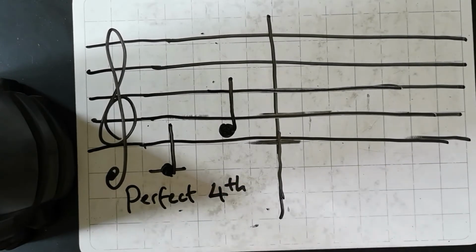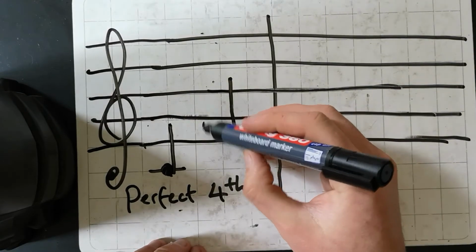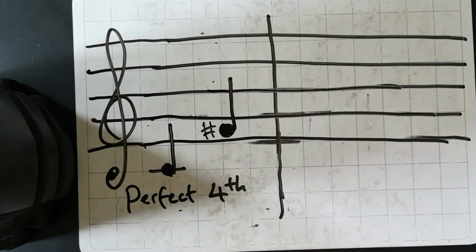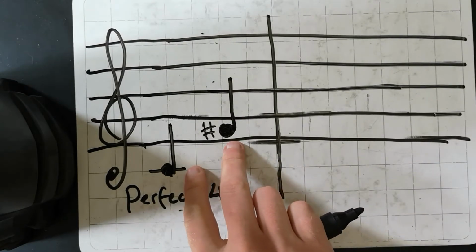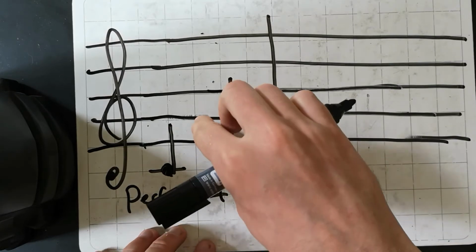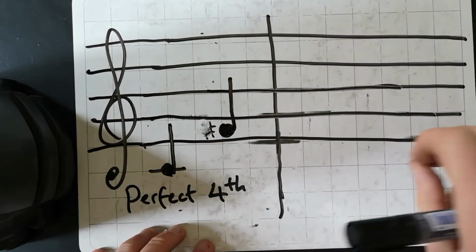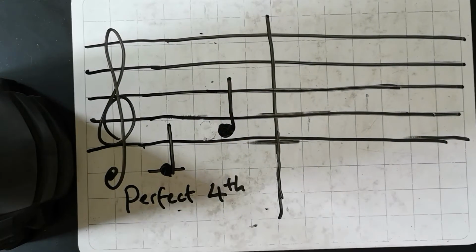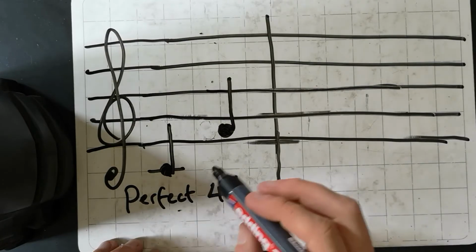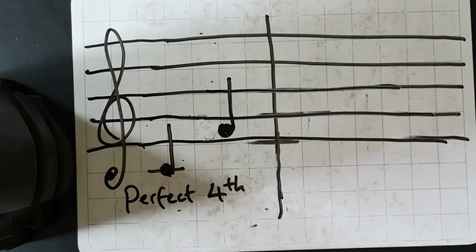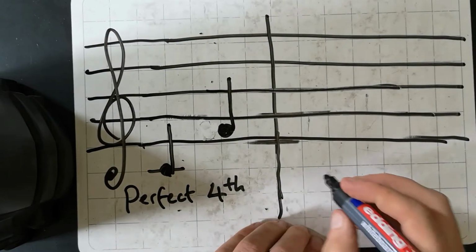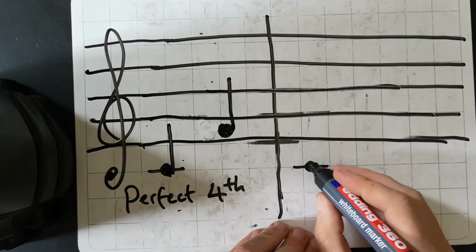fourth. Now there are other types of fourths. For example, if I was to make that a sharp fourth, it's still a fourth because they're still the same distance from each other on the stave, but it's called something else. But you don't have to worry about that. All you have to worry about is the perfect fourth. If the notes are 2, 3, 4 away, it's a perfect fourth. And again, it's the same with the fifth.